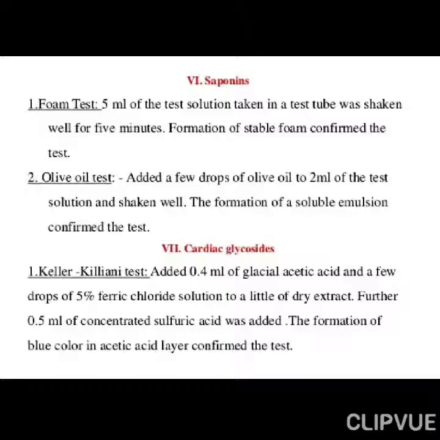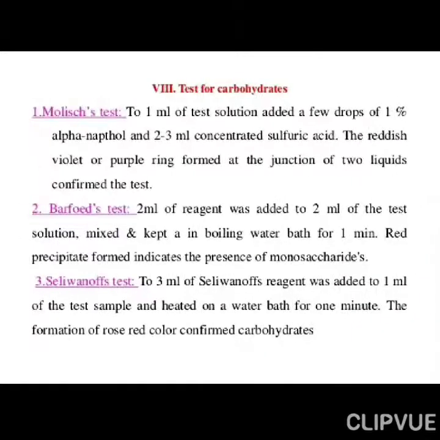Coming to the cardiac glycoside, the Keller-Kiliani test: 0.4 ml of glacial acetic acid, this is the main chemical used, and a few drops of 5% ferric chloride solution are added to a little dry extract, whatever extract you have got. You add these two, ferric chloride and glacial acetic acid, then a further 0.5 ml of concentrated sulfuric acid, H2SO4. The formation of blue color on the acetic acid layer is the indication that cardiac glycoside is present.